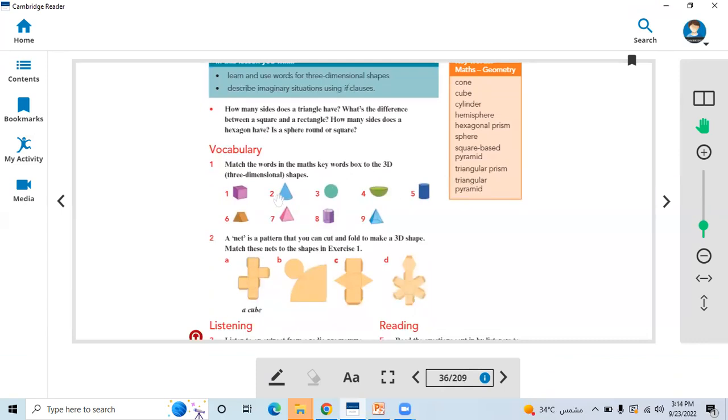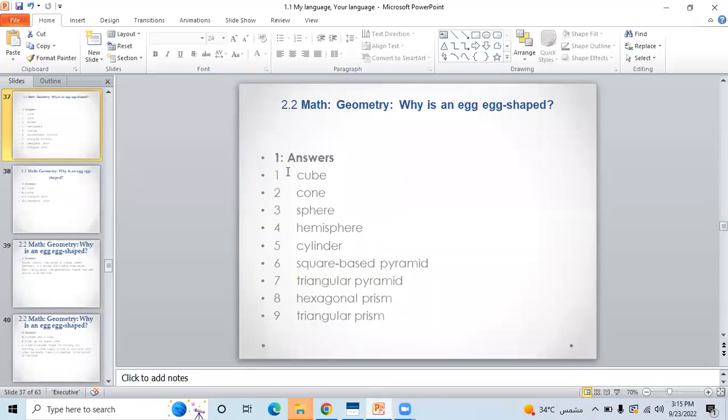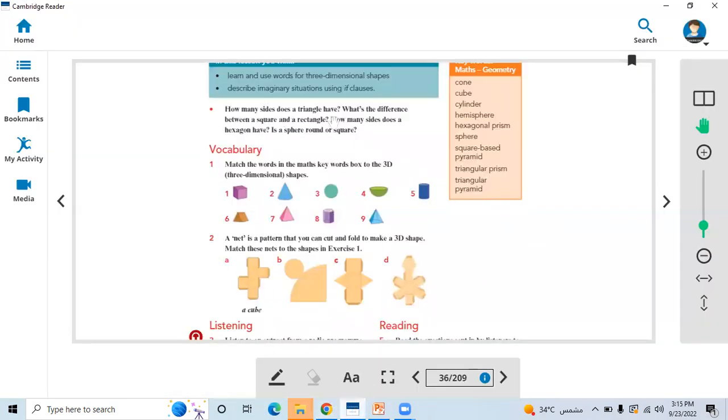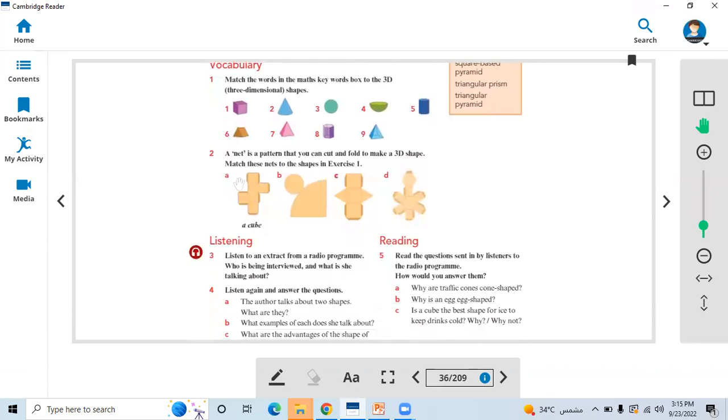Let's do question number 1. You can see the different shapes here from 1 to 9. Number 1 is a cube, then cone, sphere, hemisphere, cylinder, square-base pyramid, triangular pyramid, hexagonal prism, and triangular prism, right? After looking at these answers, you can easily answer the question that we have above.